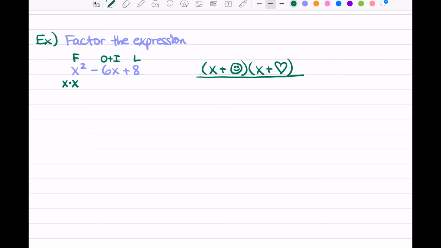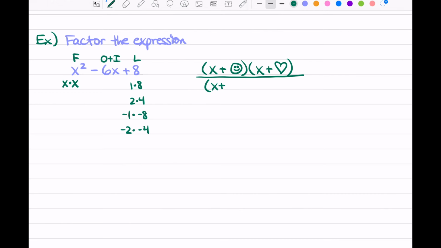So what two numbers can we multiply to get 8? Well, you could multiply 1 and 8. You could do 2 and 4. And you can do negatives too. You could have -1 times -8 and -2 times -4. These also, when multiplied, equal 8. So we have a few examples here to test out. We want to figure out what our smiley face and heart are. Again, it's sort of like a jigsaw puzzle. We want to figure out which is the right piece. So let's try it out.